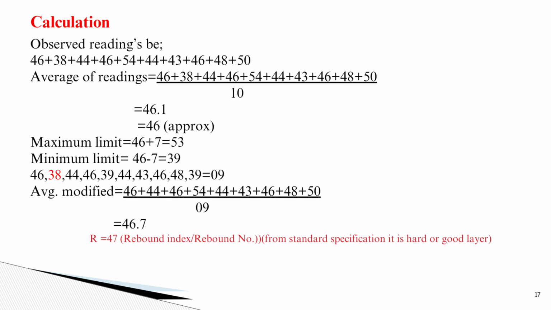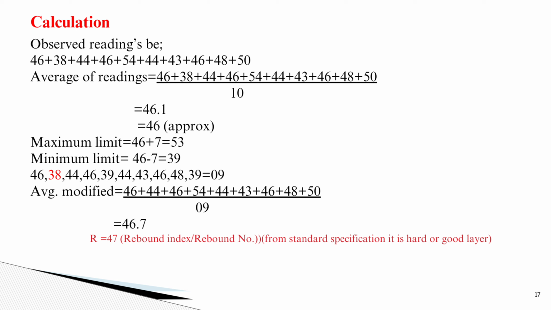Now we will see one example of how to calculate the rebound index or rebound number, which I have taken at the site. First is 46, second is 38, 44, 46, 54, 44, 43, 46, 48 and 50. These are the 10 rebound number readings. So the average of these readings is the addition of all the readings divided by 10. Total number of readings is 10. So you will get 46.1. So approximately that value is 46.